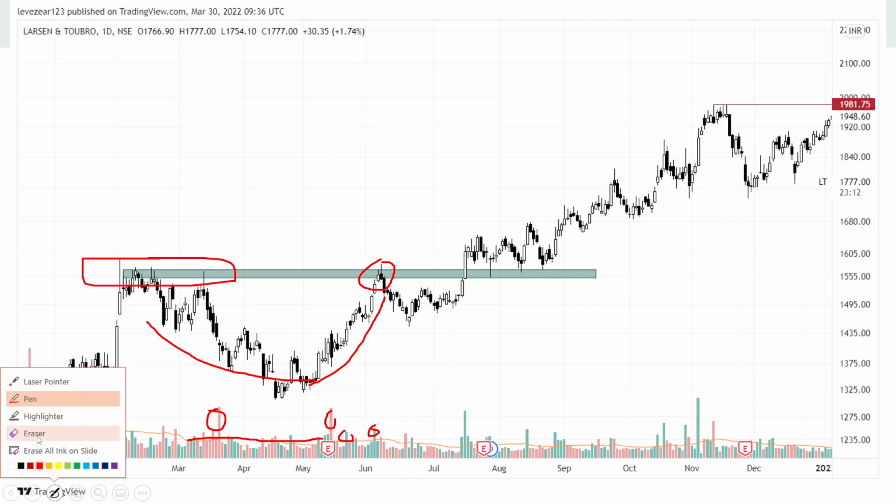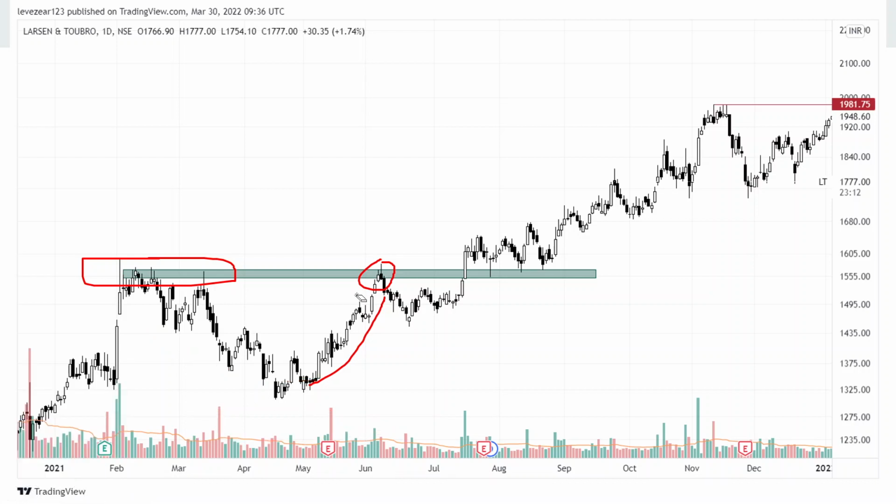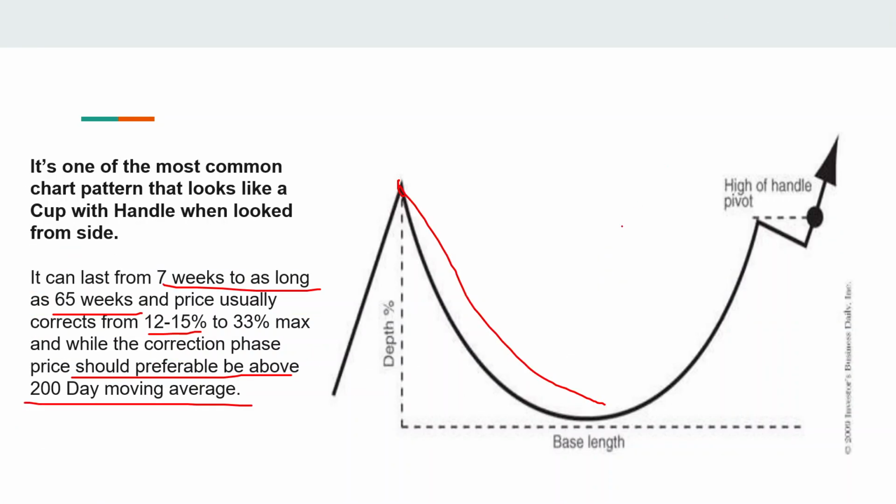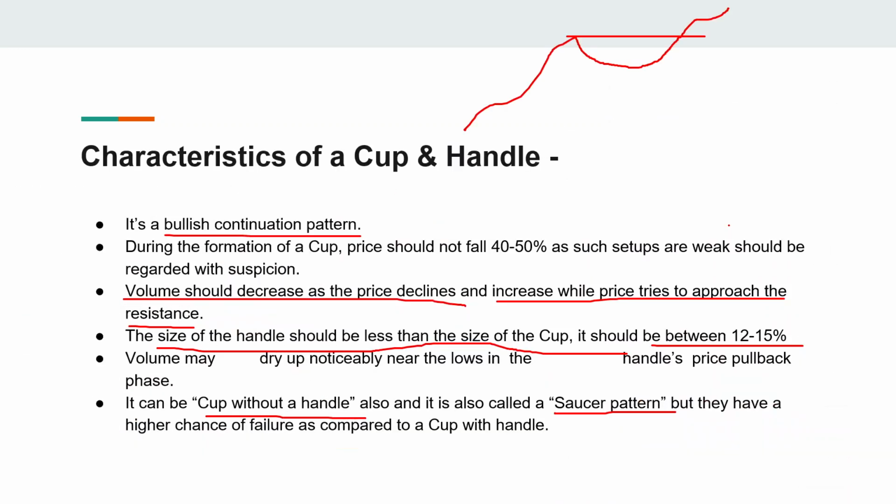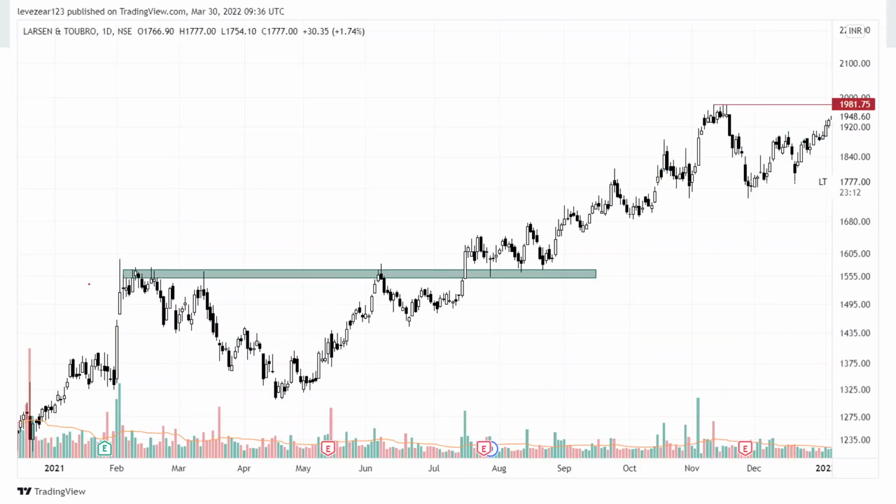So this is a very perfect example of a cup and handle. As you can see here, I showed you those pictures in the beginning. This is the ideal cup and handle pattern, and in this case it really looks like that. After all the selling was absorbed, look at the breakout and look at the volume. And after that, you can see here the resistance turned support.